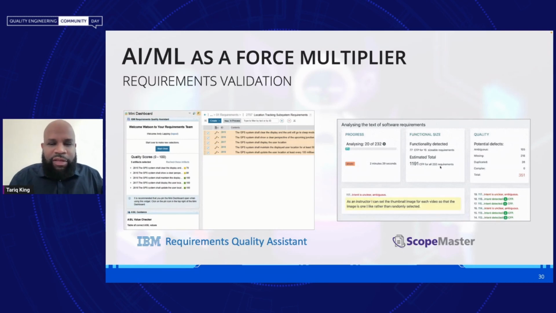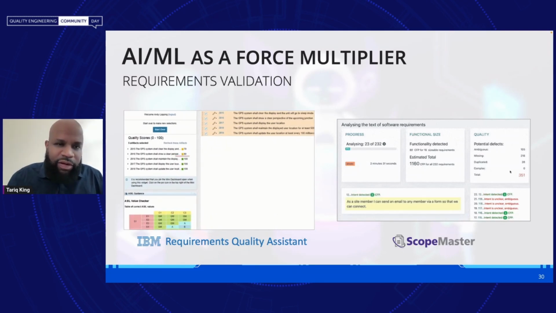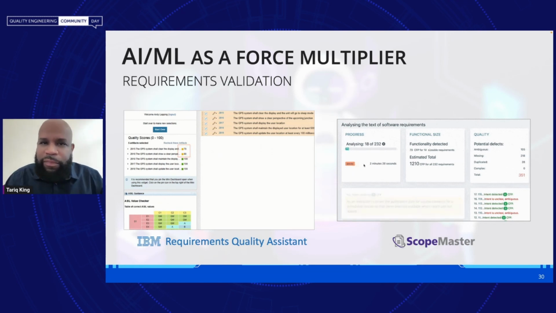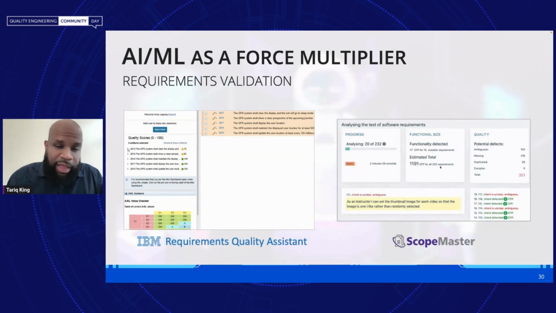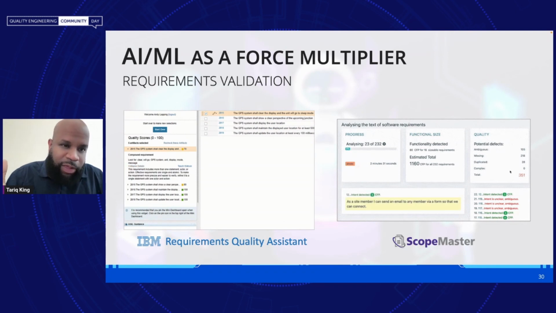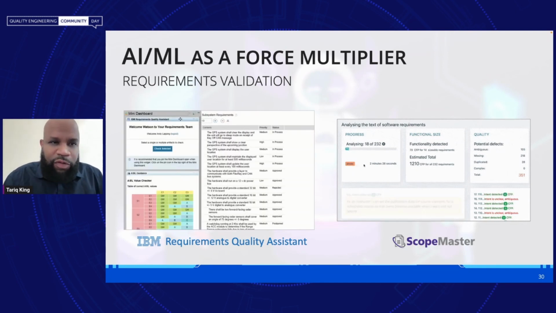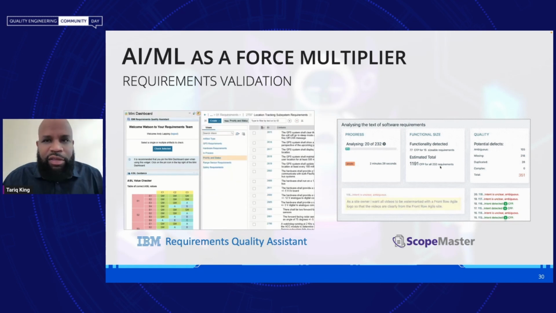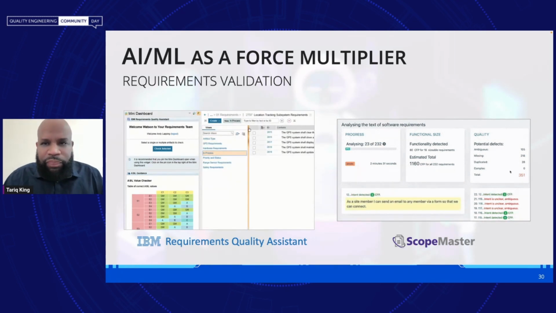And there's commercial tools out there, IBM's Requirement Quality Assistant and Scope Master, which is more of a startup company, that are looking at how can we actually automate that requirements are complete, correct, consistent, unambiguous, and even quantify some of those metrics using AI and machine learning.